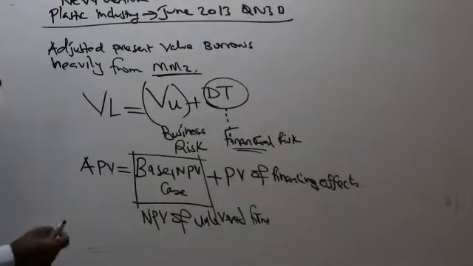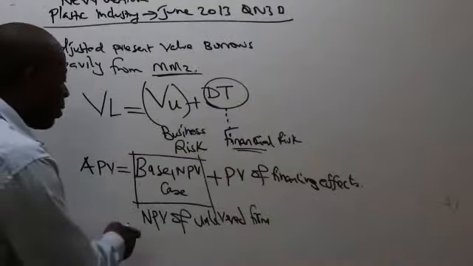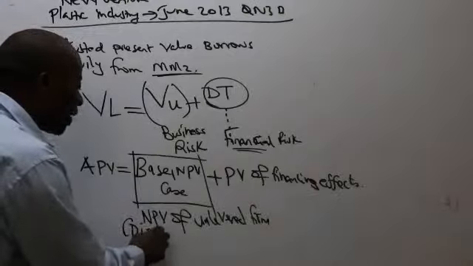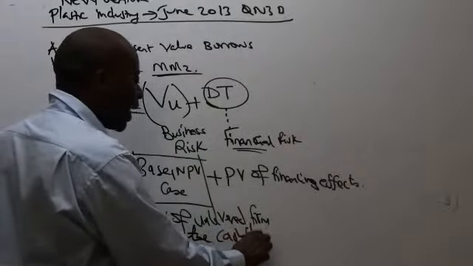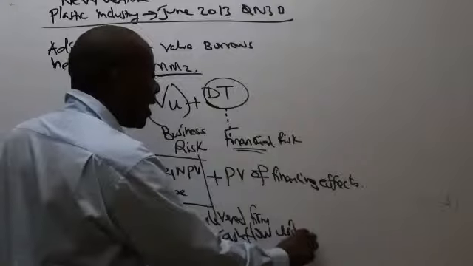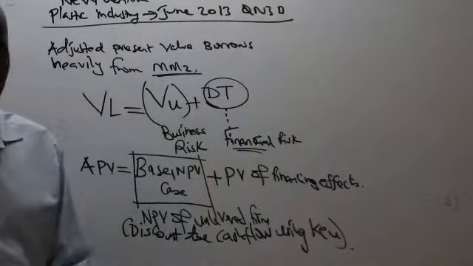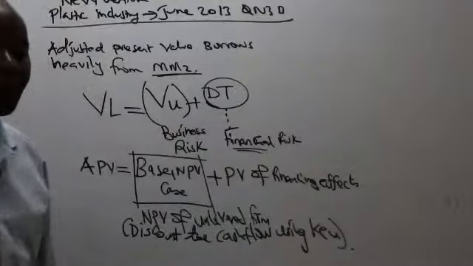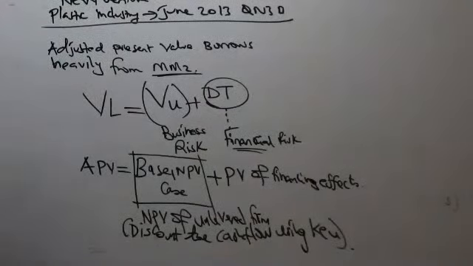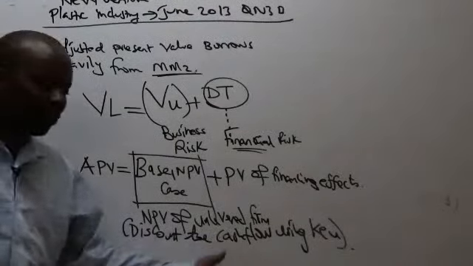When we talk of NPV of an unlevered firm, what do we mean? Ladies and gentlemen, it basically means that we discount the cash flows using KU. We discount the cash flows using KU. KU stands for what in full, somebody?